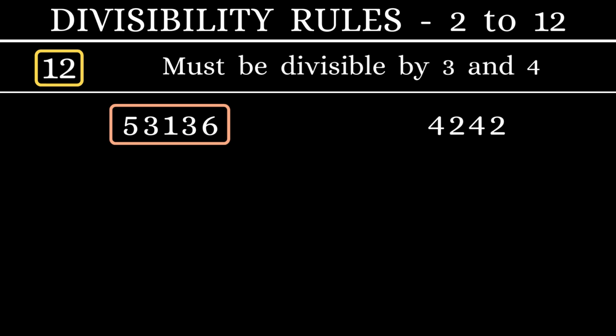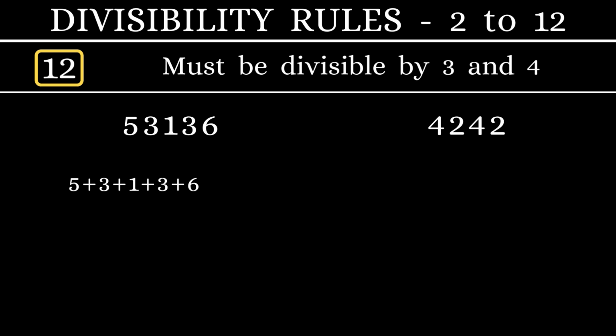53,136. To find out if it is divisible by 3, let us add up all the digits. We get 18, which is a multiple of 3. So, this number is divisible by 3.